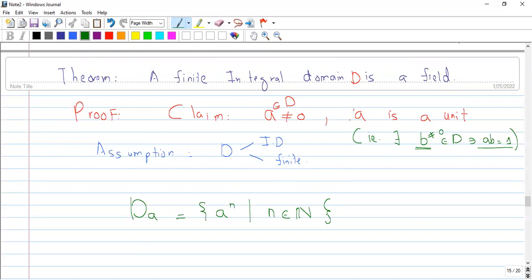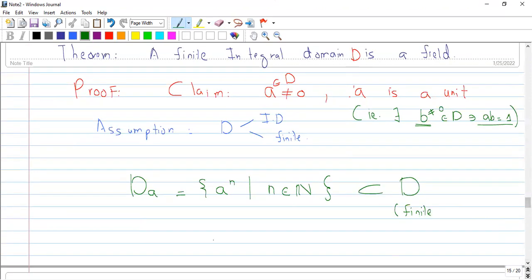Okay, that's fine. Now we know that DA is a subset of D, and D is a finite set. This set will look like A, A^2, A^3, up to A^100 and so on, with different powers. But we know that D is a finite set, so DA is a subset of D and it automatically implies that DA is a finite set.